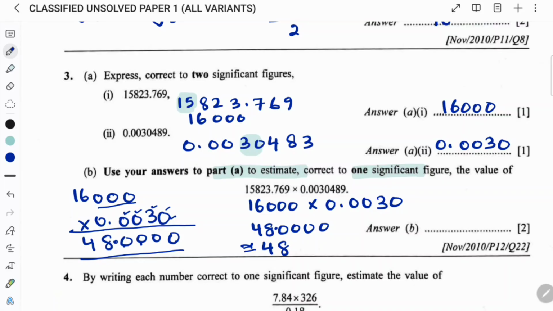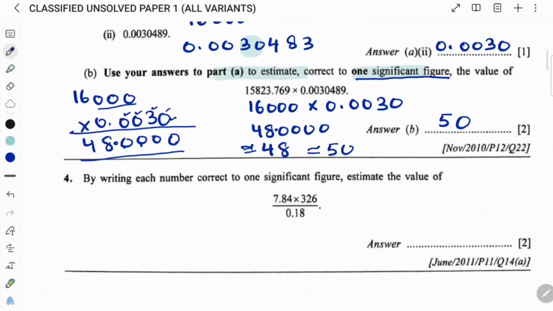And then in the last part, they ask you to write your answer to one significant figure. 3 things we did in the question. The first one, round off to two significant figures. Use this answer to estimate, and then again write your answer to one significant figure. So 48 is two significant figures. After rounding off, it will become 50. So write your answer 50 there.